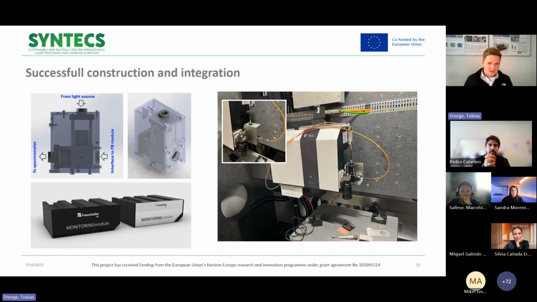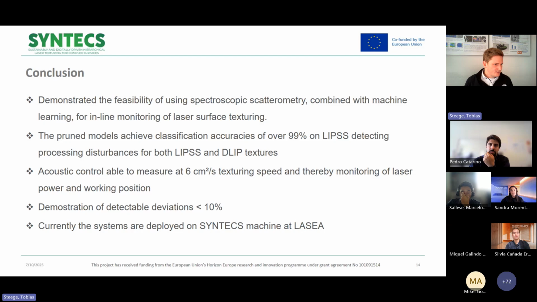So both of those systems were integrated into a machine by LASEA. We have an optical module which can be attached from the right side to a texturing head. Of course, you need the specific entry hole and the mirrors inside. And we developed a monitoring module which can just be used from below and records the acoustic. Both of those systems, the optical as well as the acoustical system, have an embedded computer where algorithms also run. With this, I will finish my presentation.